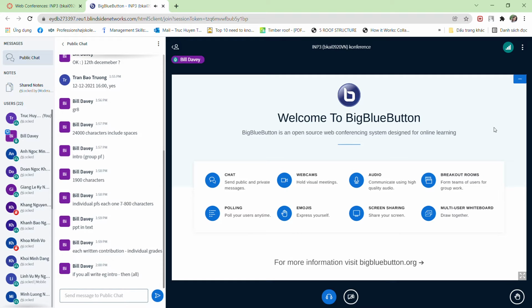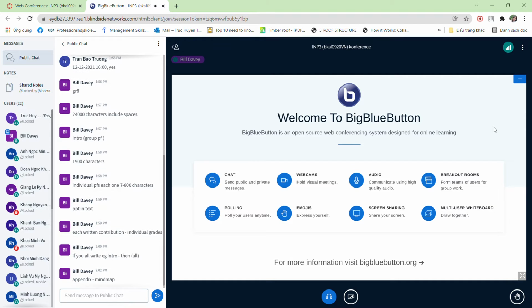So where were we? Yeah, we're at the next stage. We've got the introduction done. So the next thing you need to remember is that you have to have an appendix. The appendix is your mind map, or mind maps maybe, but that goes at the back of your piece of work.